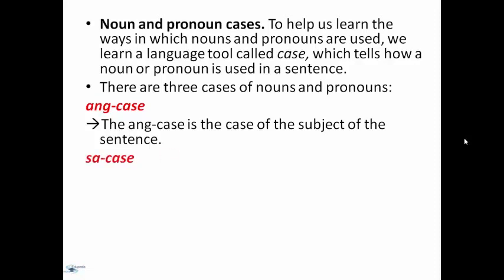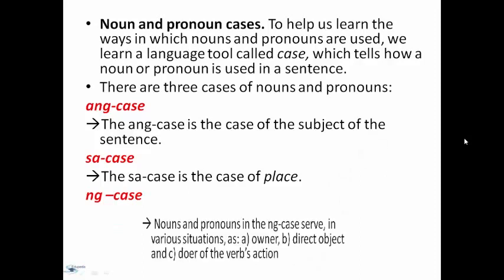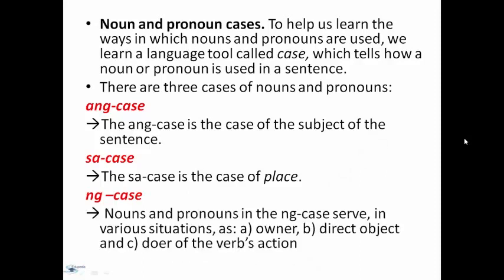Second, we have the sa case, which is the case of a place. Also, we have the nang case, which covers nouns and pronouns in various situations, such as the owner, the direct object, or the doer of the verb's action.